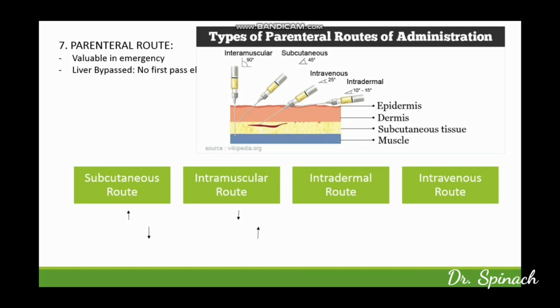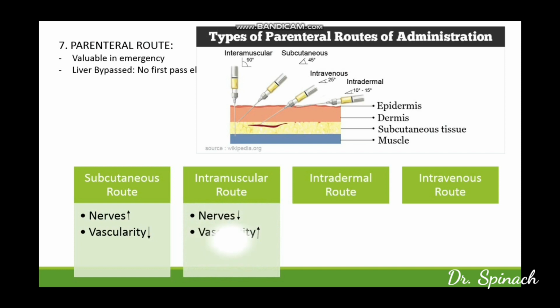Now, let's briefly look into various parenteral routes. First one, the subcutaneous route. It is richly supplied by nerves and hence irritant drugs cannot be injected, but is less vascular, so the absorption is slower. Some special forms of this route are dermojet, pellet implantation, and Sialastic.